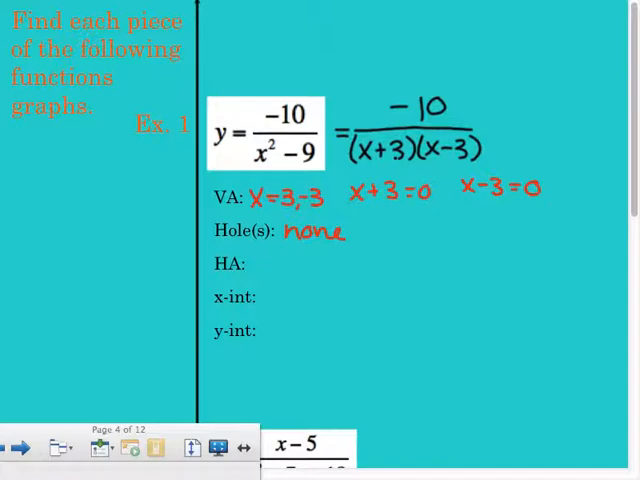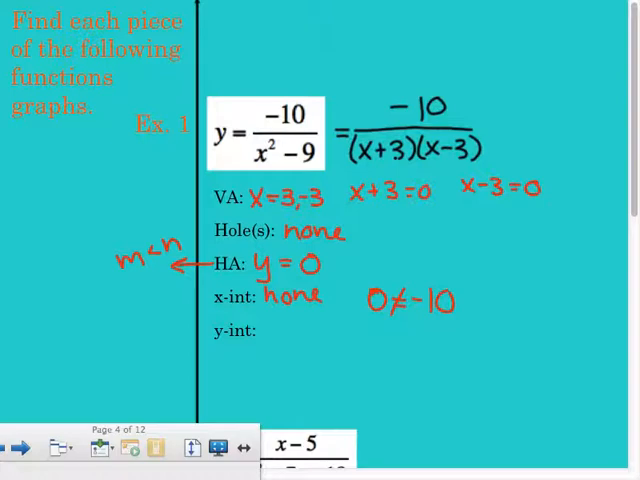For the horizontal asymptote, I look at the degree. The degree in the numerator is 0, and the degree in the denominator is 2. So m is less than n. If you look back at your notes from the last slide, that tells you you have a horizontal asymptote at y equals 0. To find the x-intercept, I take the numerator and set it equal to 0. Again, you have that in your notes from Tuesday. So 0 equals negative 10. That's not a true statement.